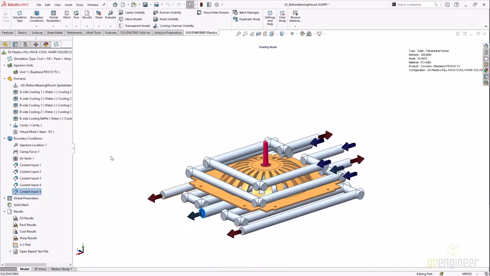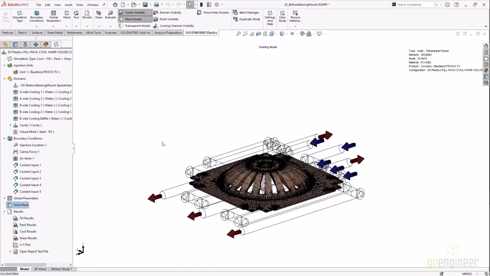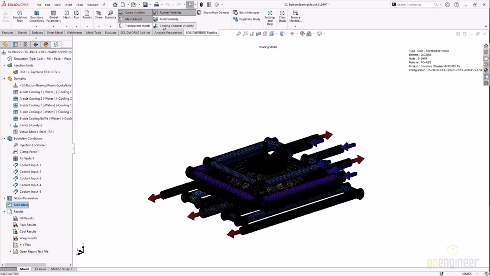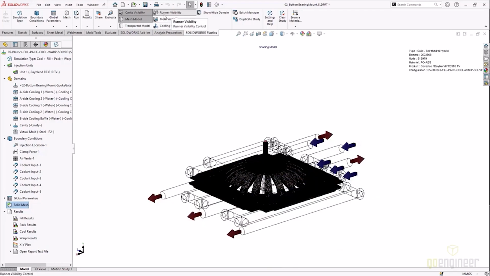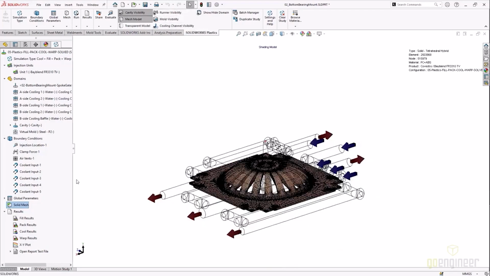I also ran this using a solid mesh. Now, the solid mesh is going to give us a better parameter with respect to the warp analysis. So I can show the solid mesh on the part. We can also see the runner. We can see the cooling channels that are meshed and the mold itself. So all of those aspects are meshed using a solid.